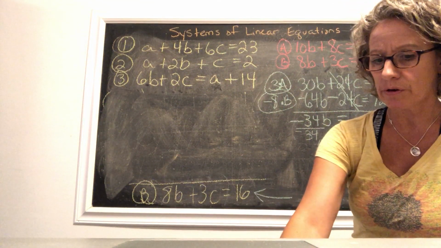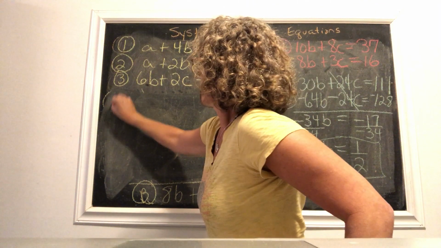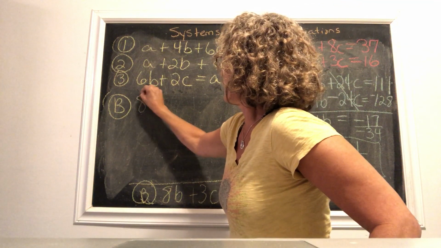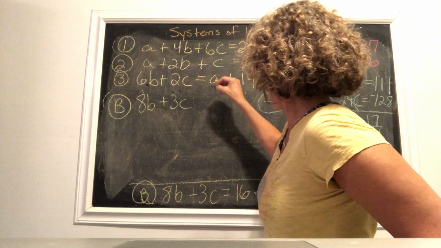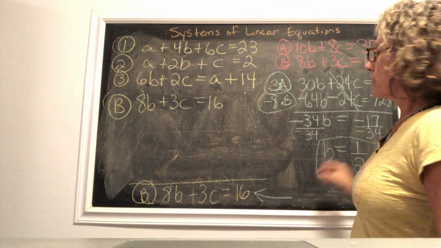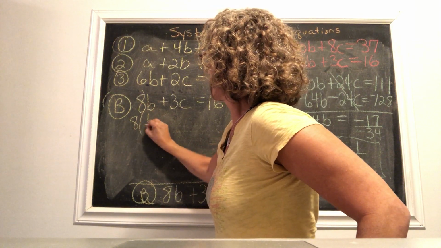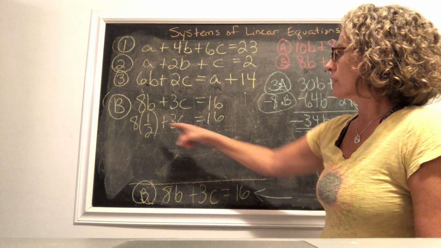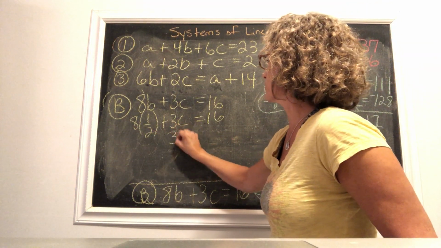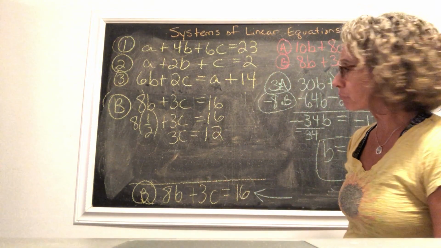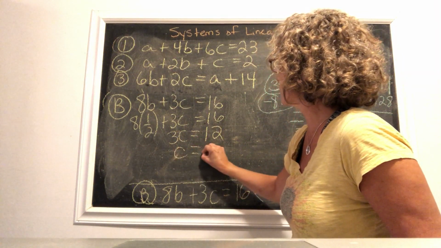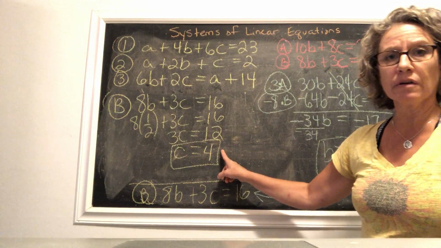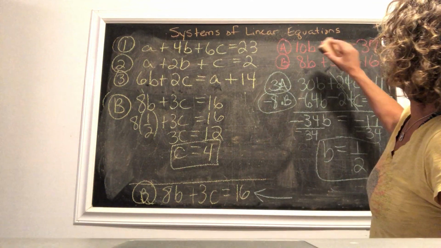Okay, so I'm going to use now equation B, and I'm using it to solve for C. So 8B plus 3C equals 16. B is 1/2. Substituting in the 1/2, half of 8 is 4. If I subtract 4 from the other side, I get 3C equals 12. And then if I divide by 3, I get C equals 4. Okay, that's done. So now I got B, I got C, and the only thing left now is to find A.